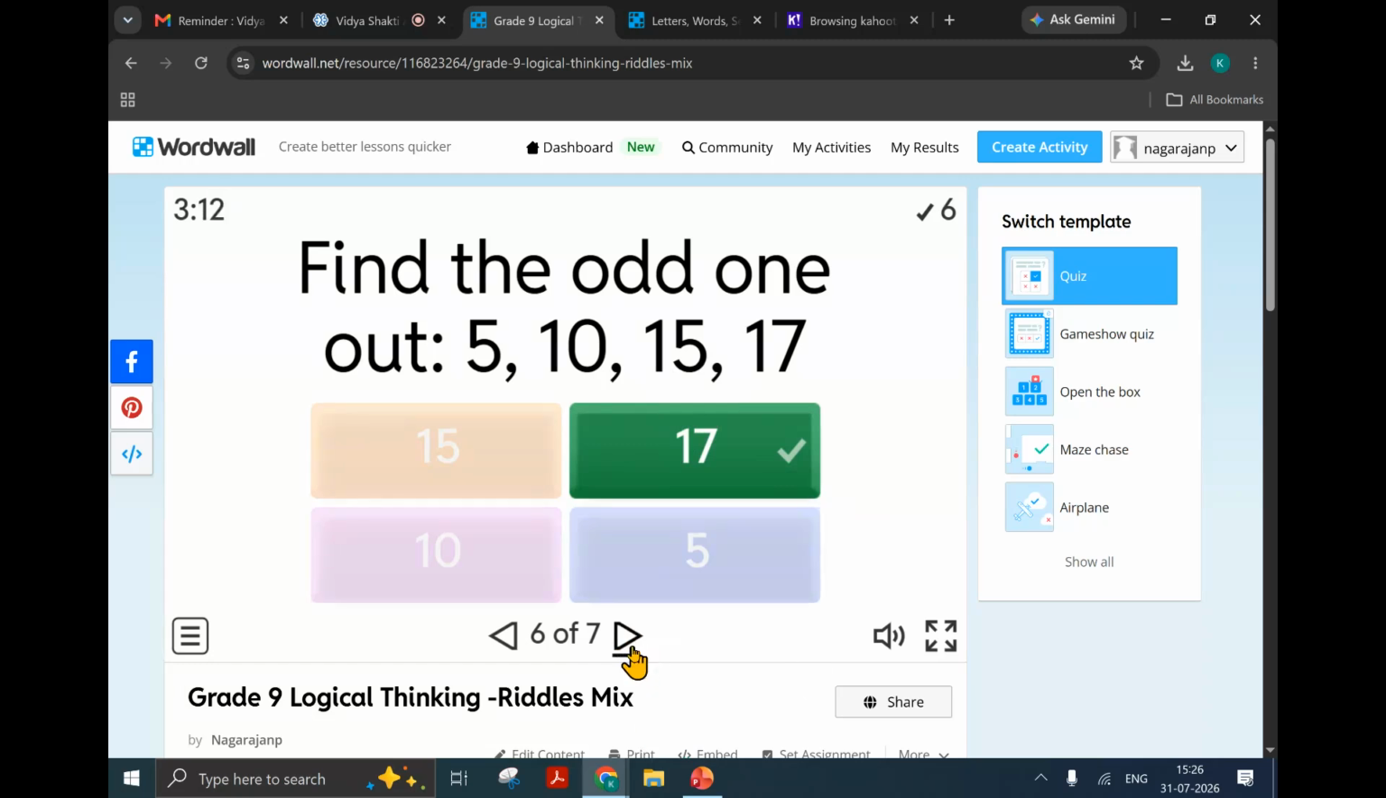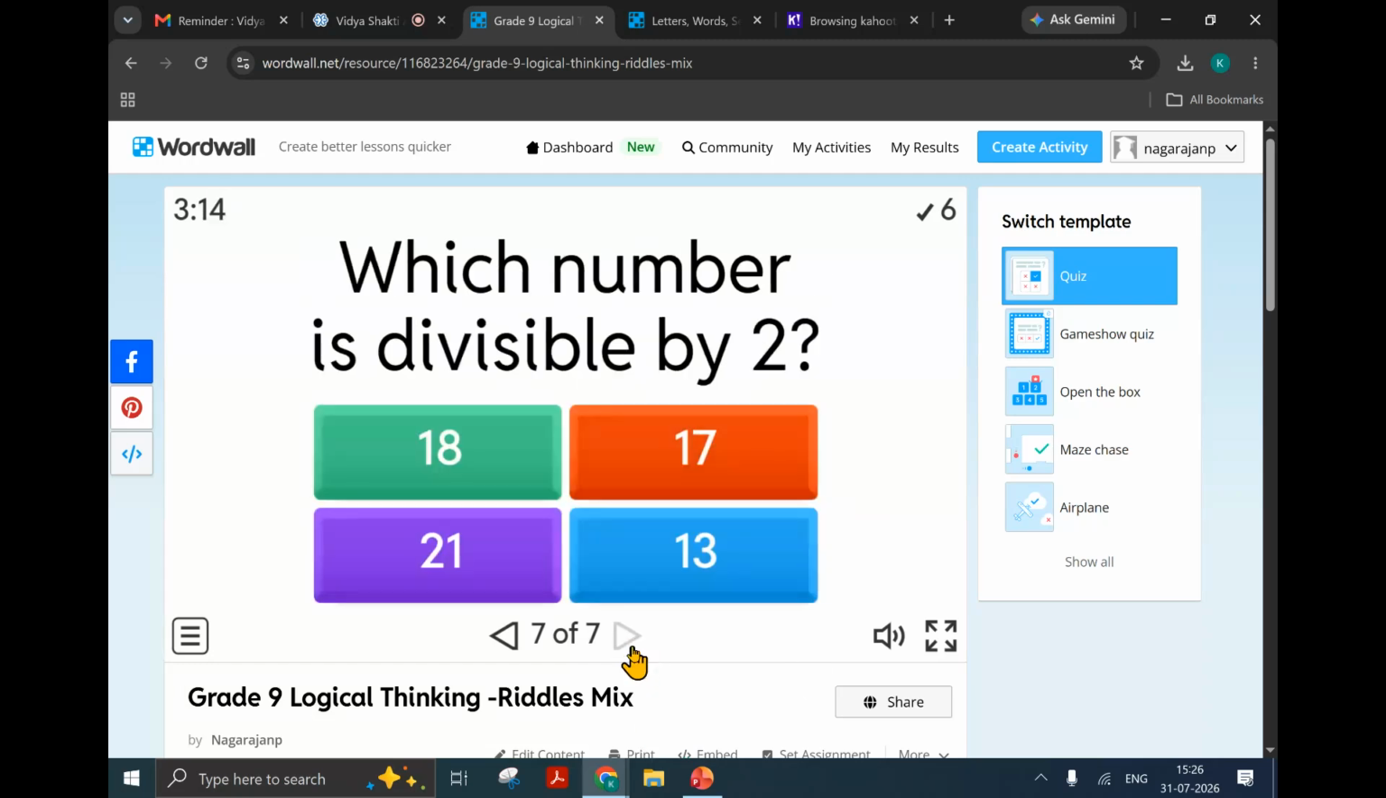Next question. Which number is divisible by 2? Deentlo 2 తో divide చేయగలిగే divisible by 2. Which number is divisible by 2? Very, very easy.